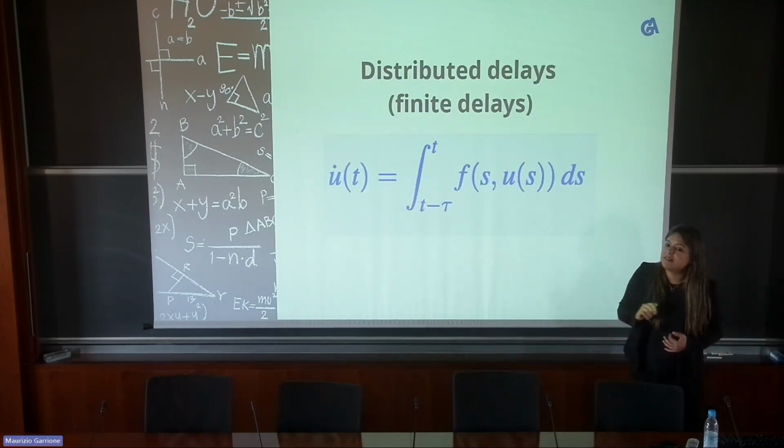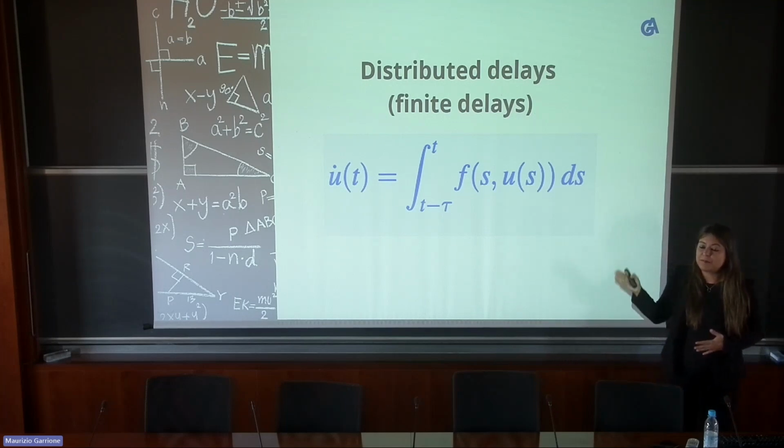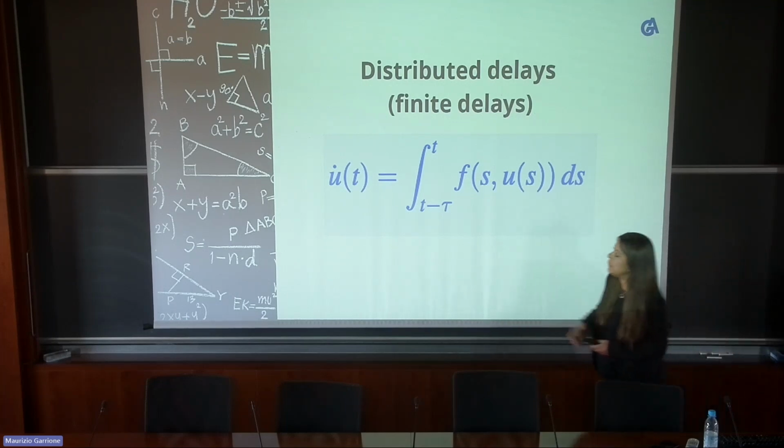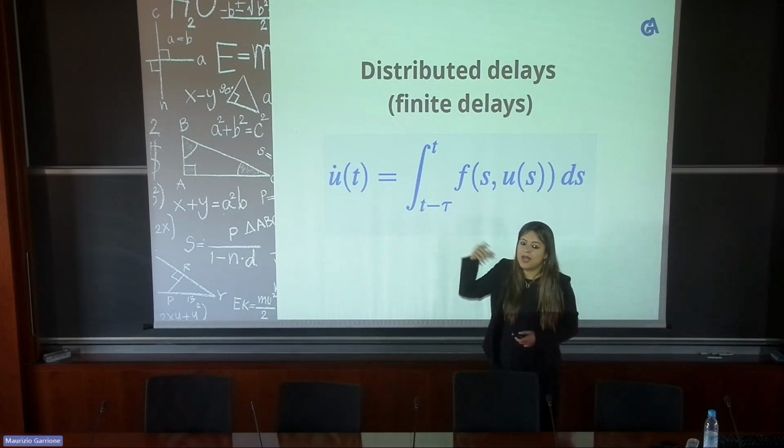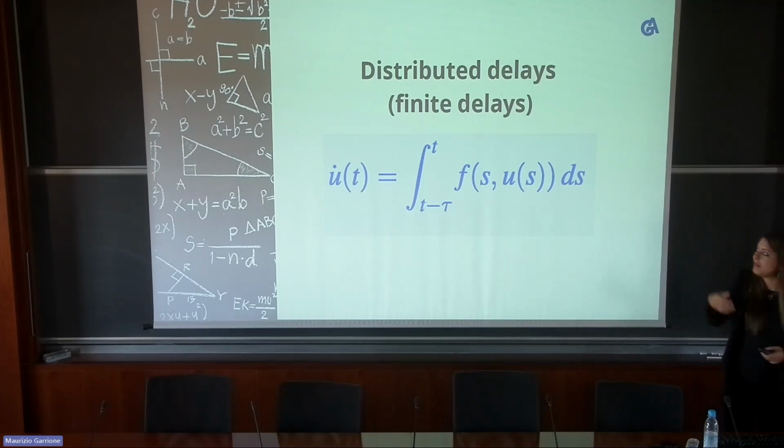Also, we can have distributed delays. So we have two types. Many people nowadays work with this type of delay that appears in the integral here. So if you see the delays in the integral, when it happens, we call it a distributed delay. So it happens in many models.